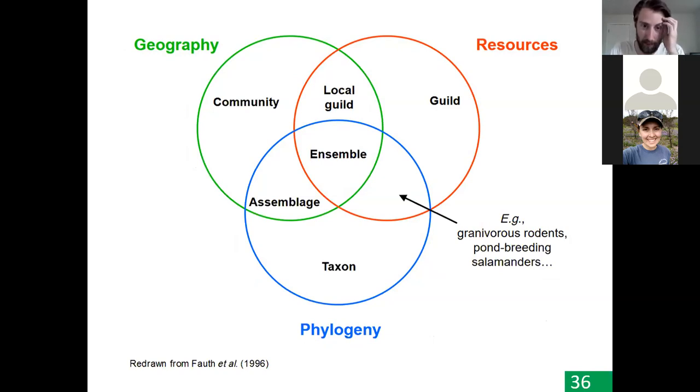Okay, so yeah, just take a look at this diagram here for a second, and then I'll go over some examples of collections of organisms, and you'll have to tell me whether it's a guild or an assemblage or an ensemble or a taxon or a community.